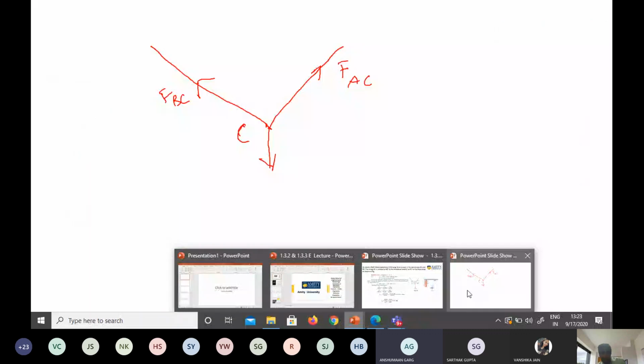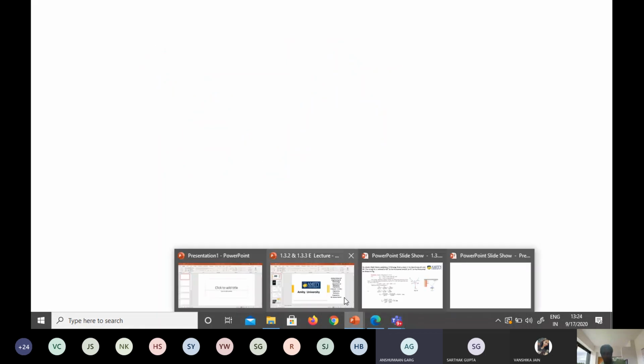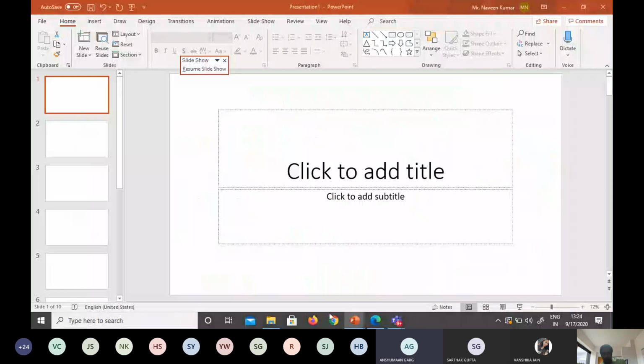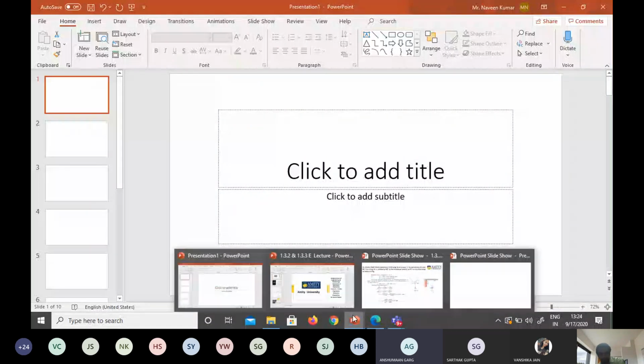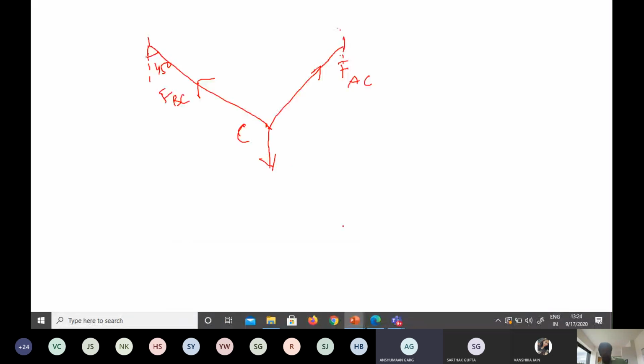See, so this angle is, if we make a line here, this is 45 degree, and if we make a line here, this is 60 degree. So can anybody solve this problem?